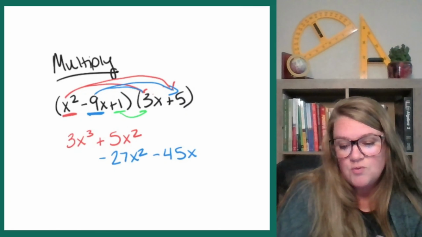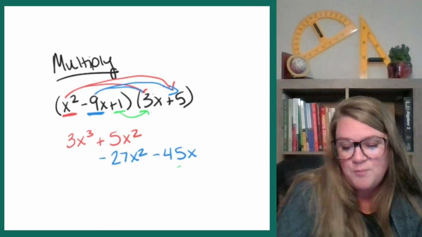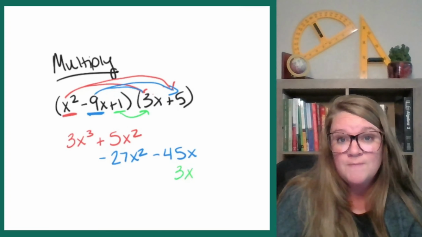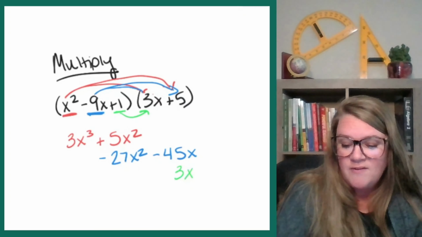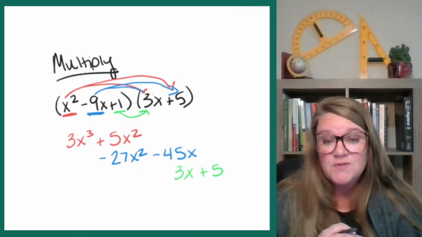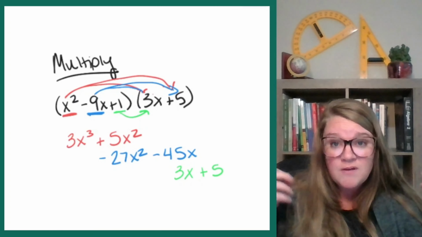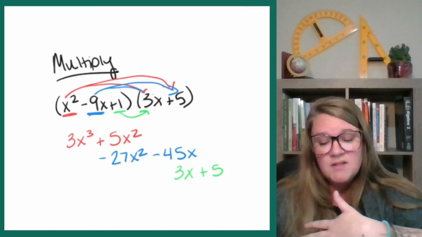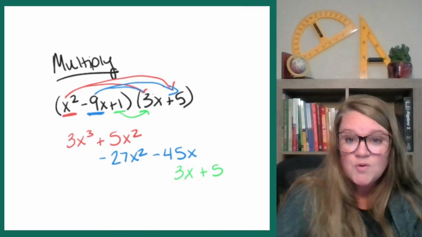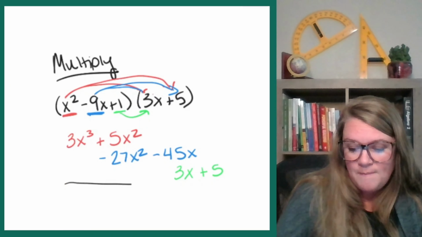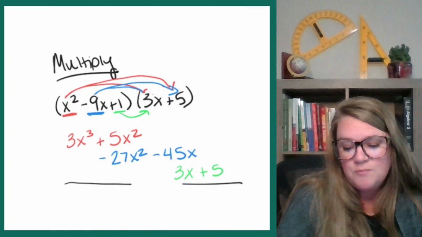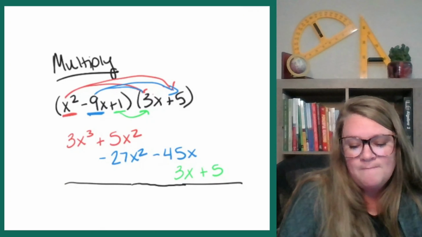So 1 times 3x gives me 3x, and I'm going to put that underneath the negative 45x because those are like terms. And then 1 times 5 gives me a positive 5, and that will come at the end because that one doesn't have any like terms. Now I've distributed everything in the first parentheses to everything in the second parentheses, so now I can combine my like terms. So in that first column, we don't have any like terms, so we just have to bring that 3x cubed down.